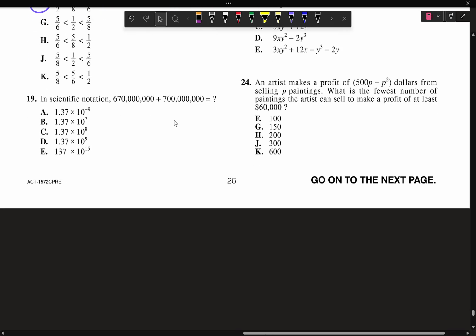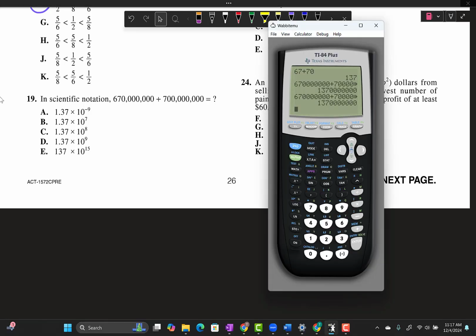In scientific notation, 670 million plus 700 million equals what? So I'm going to enter this into the calculator. 670 million plus 700 million. And we're going to get a number over 1 billion.